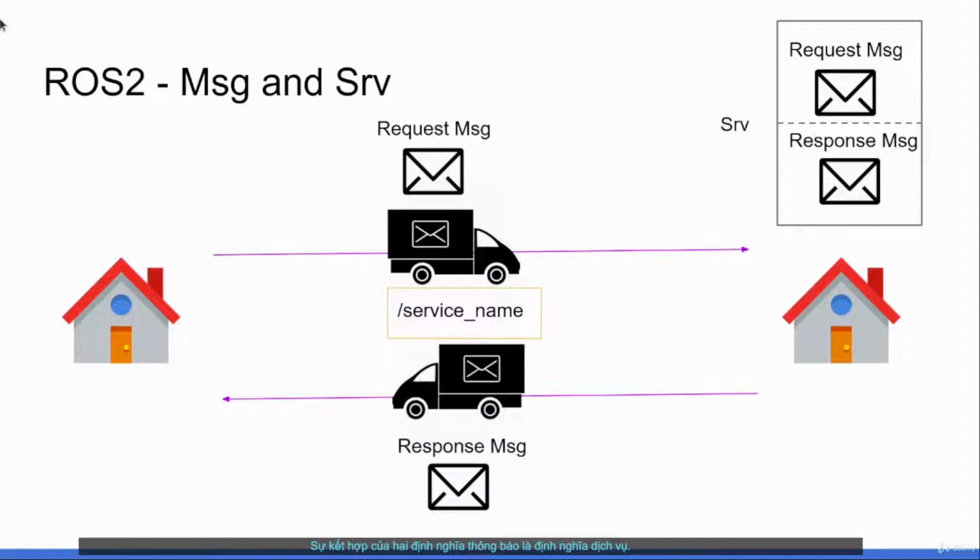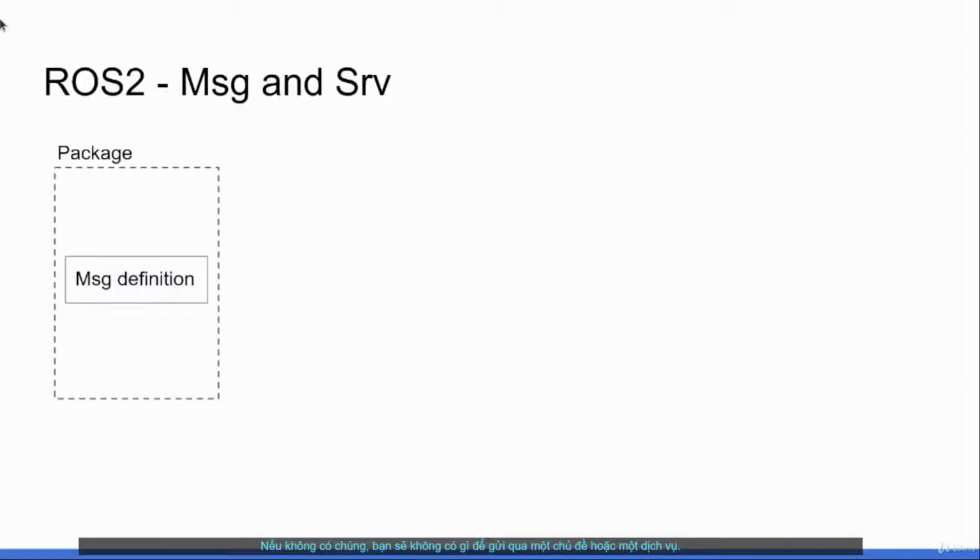Alright, as you can see, message and service definitions are quite useful. Without them, you would have nothing to send over a topic or a service. So now, technically speaking, how is it possible that you can use those interfaces directly in your code? Because for now, it just looks like a bunch of simple text. Well, let's say you create a message definition here inside a package.